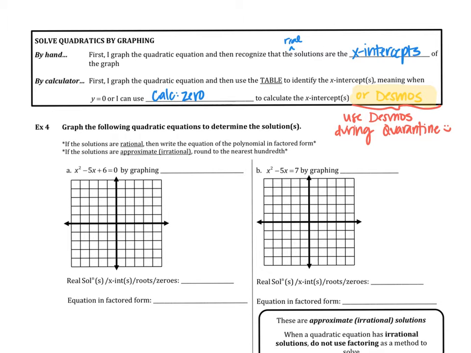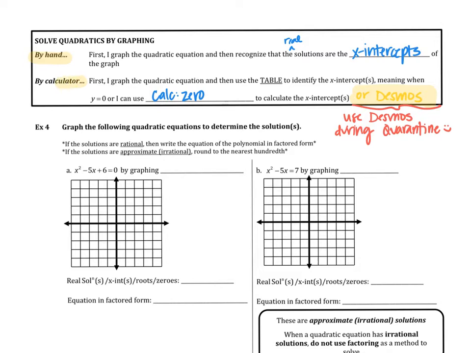Welcome back, everybody. So we are on part 2 of day 4. So we're going to talk about how to actually solve quadratics by graphing. First of all, we talked about how our x-intercepts are our real solutions. Okay, and so we can solve quadratics by graphing 2 different ways. So we can do it by hand, and we'll talk through how to sketch a graph.